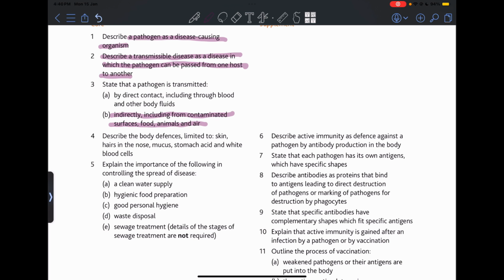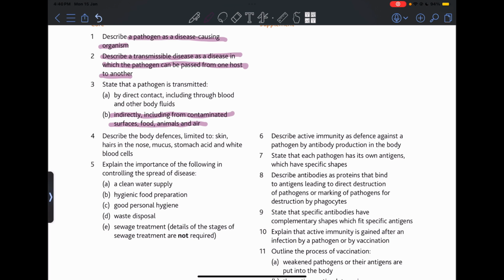So if someone sick was preparing your food, then you will get that disease if the bacteria spread from that person to you. And also from animals, for example, if you have a pet that is sick at home, then that pet can spread the disease to you. And the air: if someone is sneezing a lot, then the bacteria will spread from one person to another through the air.